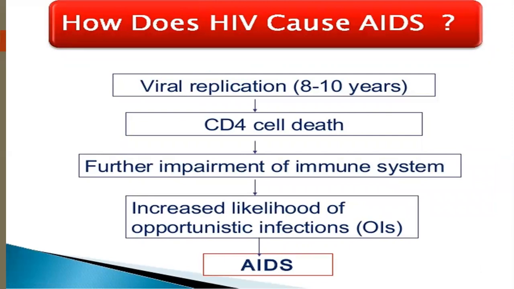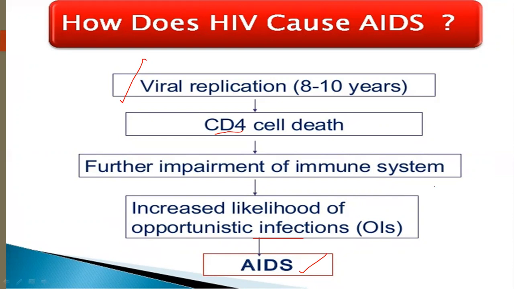How does HIV cause AIDS? There is viral replication for 8 to 10 years, and lots of CD4 cells die in this process, and the immune system gets impaired. So there is an increased likelihood of opportunistic infections, and that is called AIDS. Actually, AIDS is not the name of a specific disease. It is the combination of lots of diseases.